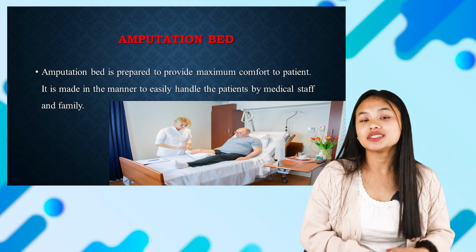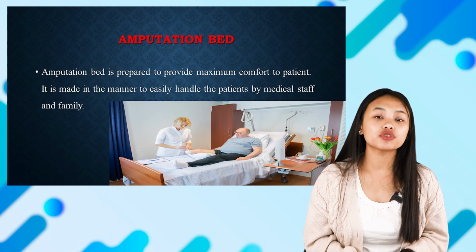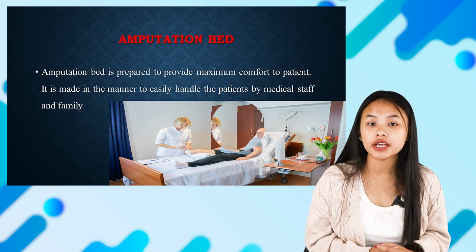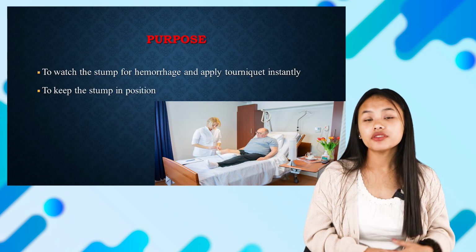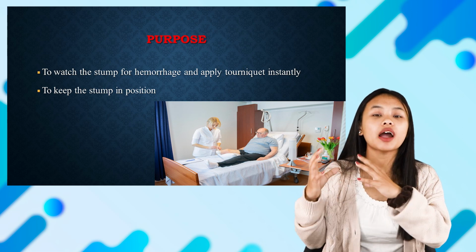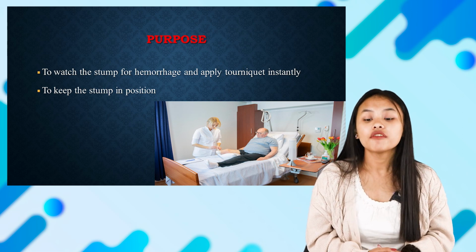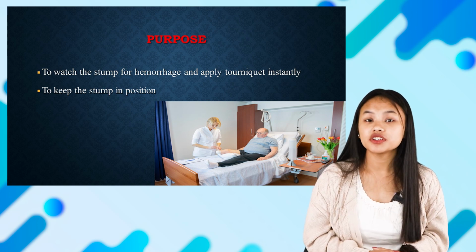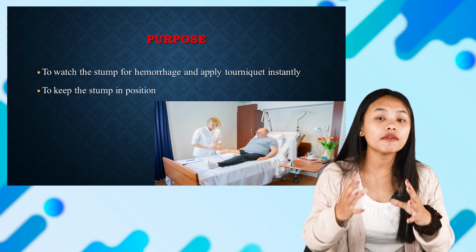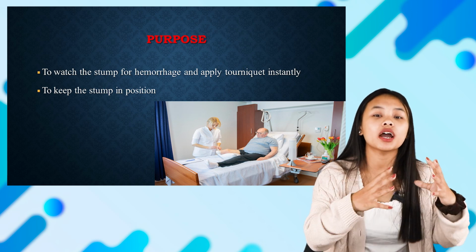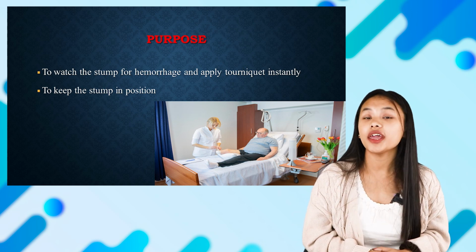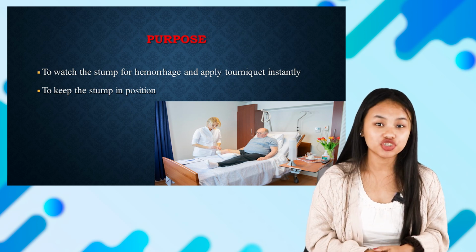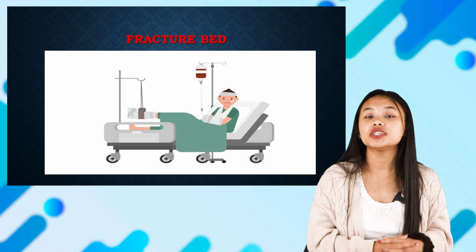And the next one is the amputation bed. So this amputation bed is being made in order to enhance the comfort level of the client. It is made in such a manner that it will be easy for the family members as well as for the medical staff to handle the client. The main purpose of this bed is to watch the stump for hemorrhage as well as to apply tourniquet instantly whenever it is required, as well as to keep the stump in position. So this is about the amputation bed.